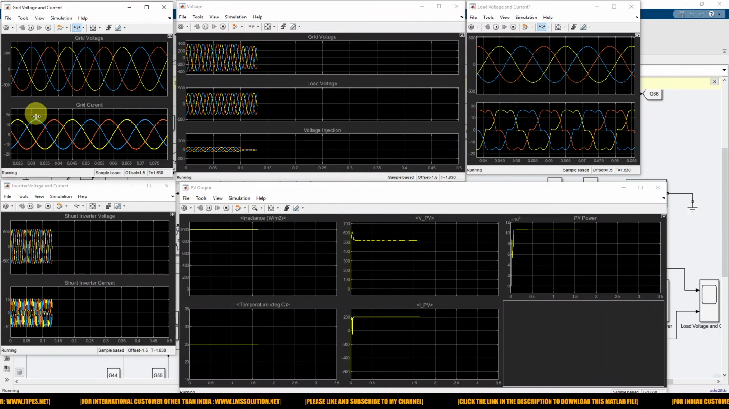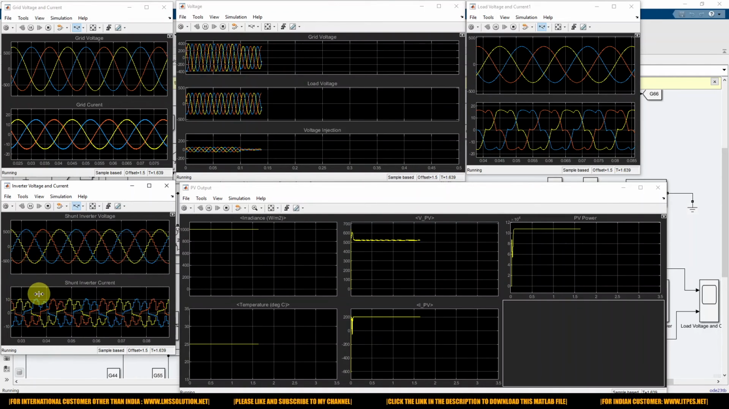Okay, so what happened is the shunt converter is injecting the harmonic compensation current into the system in order to make the grid current sinusoidal. So the current harmonic problem because of the nonlinear load is mitigated by means of this shunt inverter, or shunt converter, in the system. Okay.